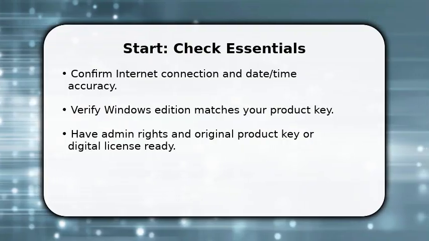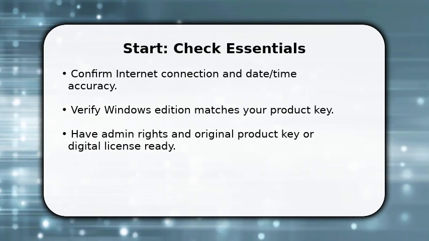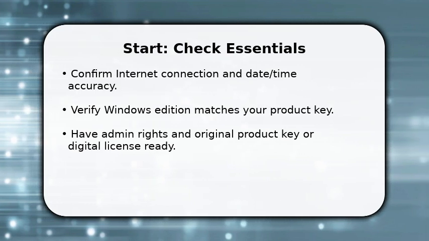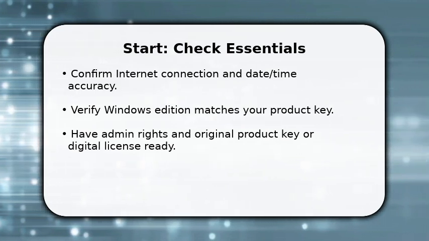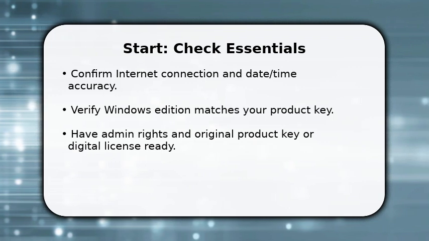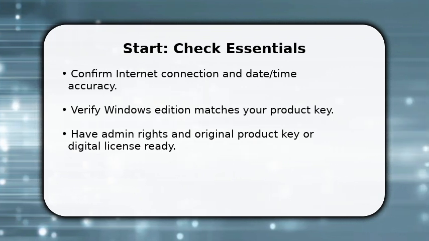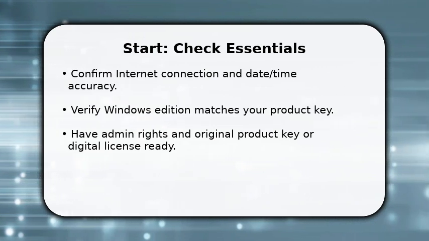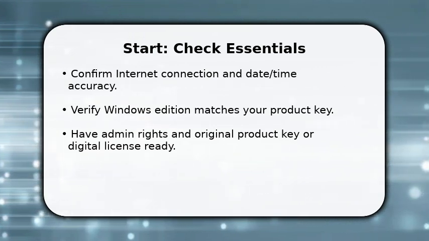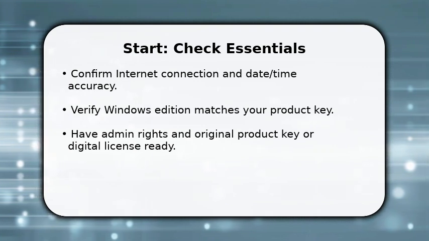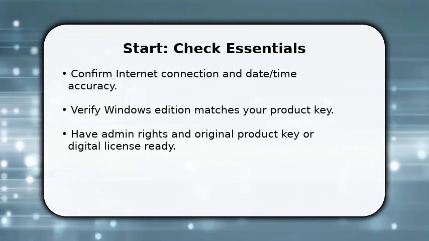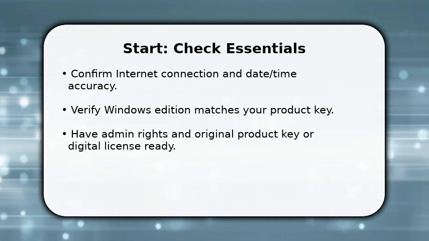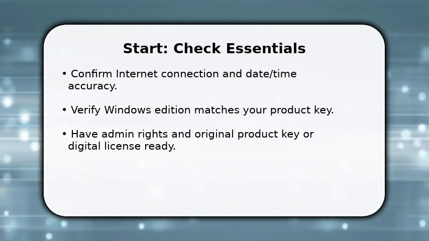You begin by confirming the essentials so activation can proceed without delays. First, make sure your PC is online and system date/time are accurate. Activation requires network validation. Next, check that the Windows Edition installed matches the product key or digital license you own, because mismatches fail. Finally, sign in with an administrator account and have the product key or Microsoft account details at hand. Once done, we'll move to the activation tools and commands.